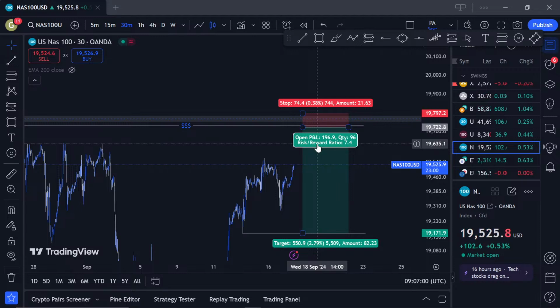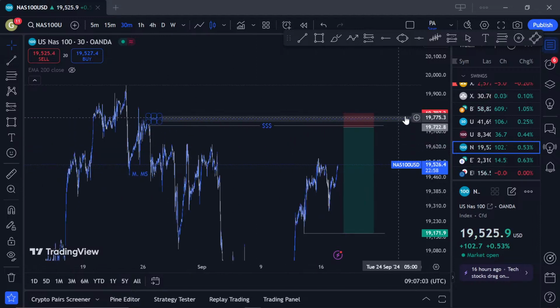So this is simply what we are looking for on NAS 100. We are waiting for the market to come back to this top here, give us a bearish close, and then we'll take a sell. I'm just going to keep my stop loss right here.